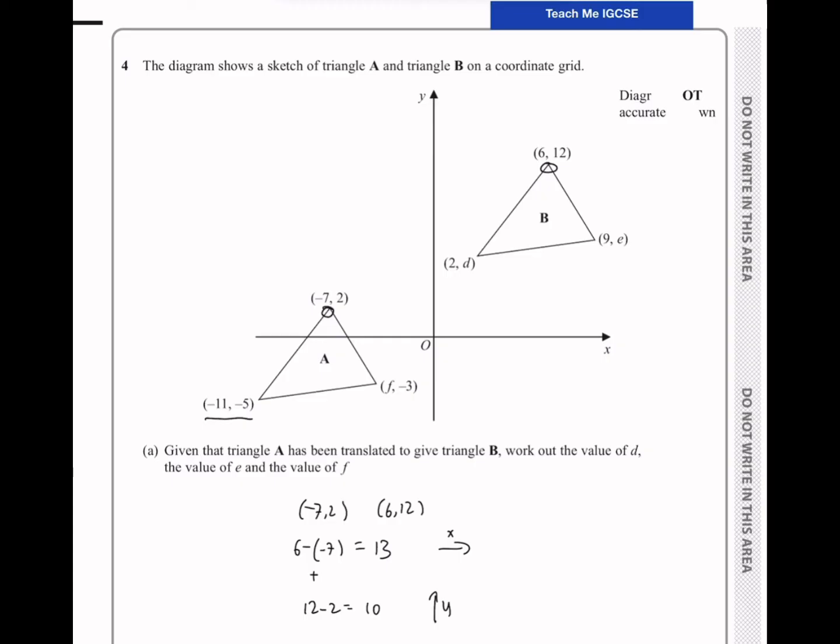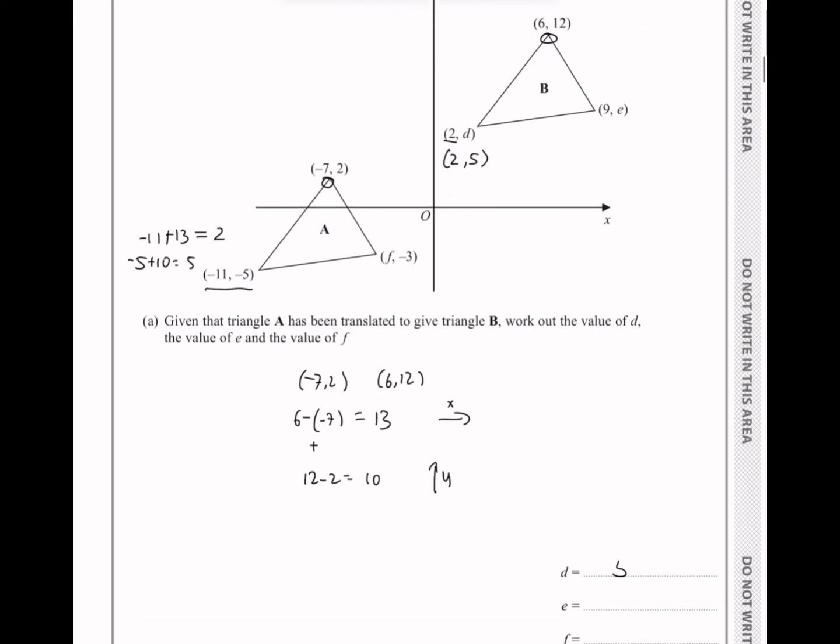We can do -11 plus 13, which is what we have here. This will be equal to 2, which we have here. And the y-axis will move up by 10. This will be equal to 5. So we already have this point here, which is 2 and +5. So D is equal to 5.